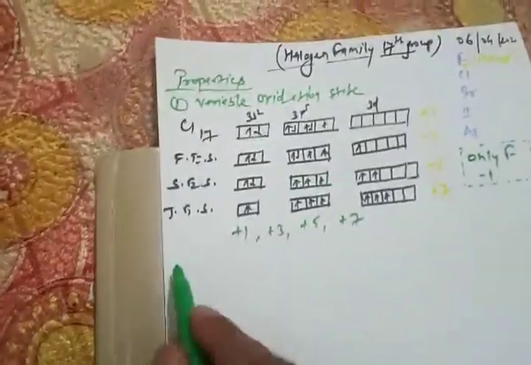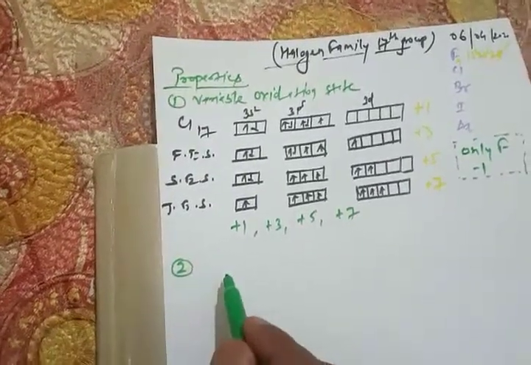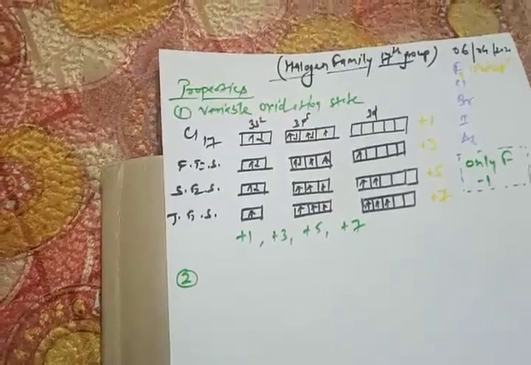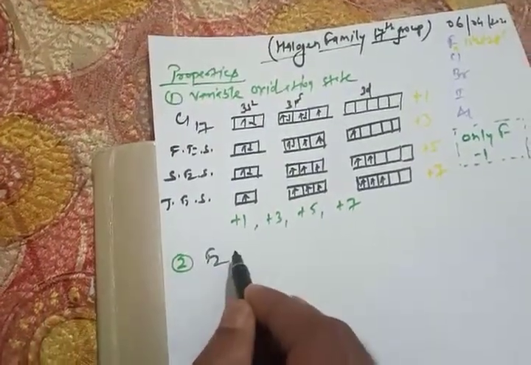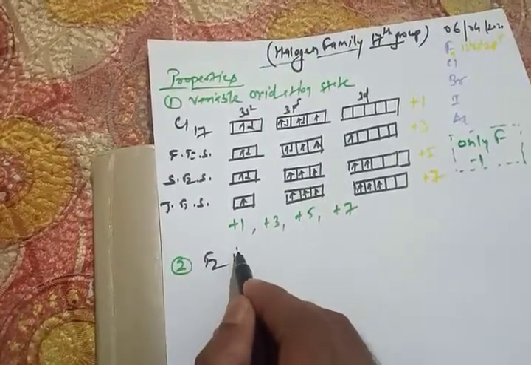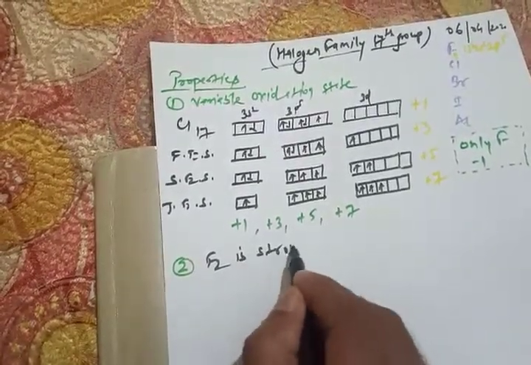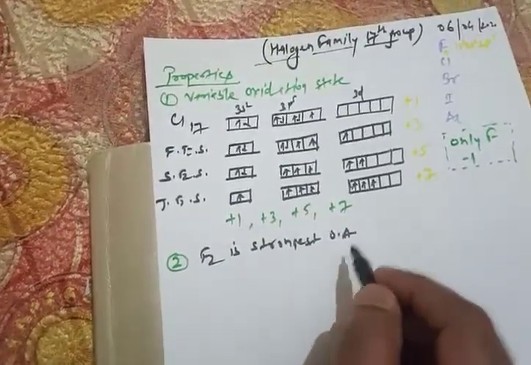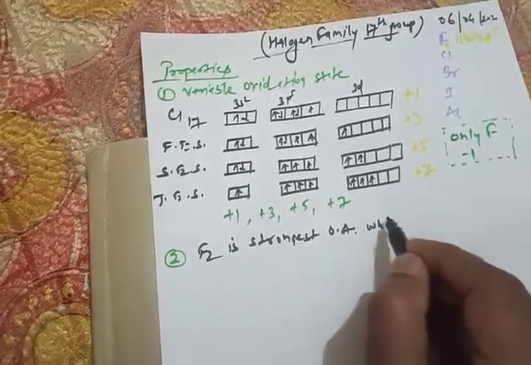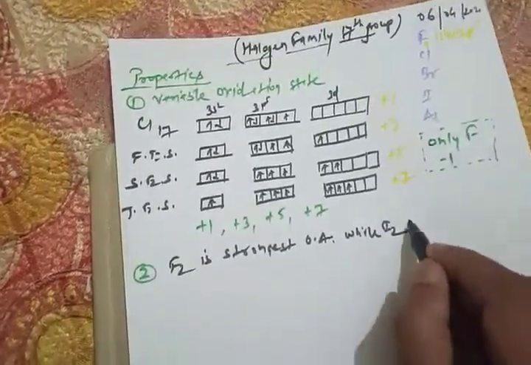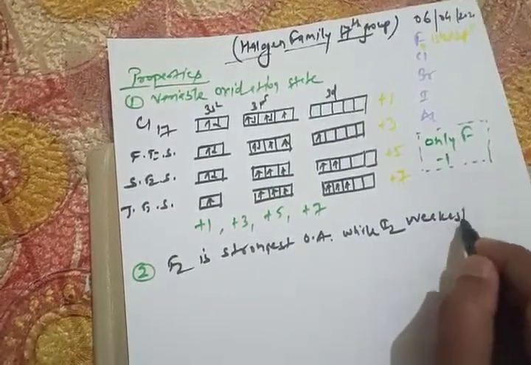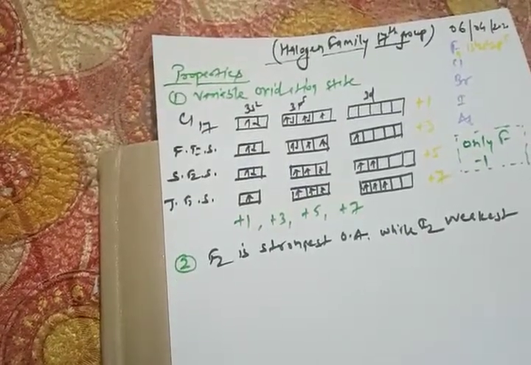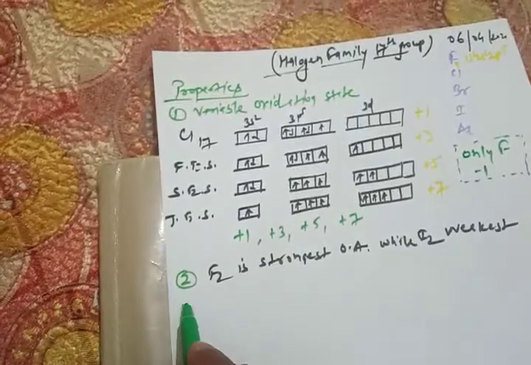Moving ahead, the second property is the oxidizing agent. Fluorine is the most electronegative, so fluorine is the strongest oxidizing agent. It will act as the strongest oxidizing agent, while iodine will be the weakest. This is the second one.